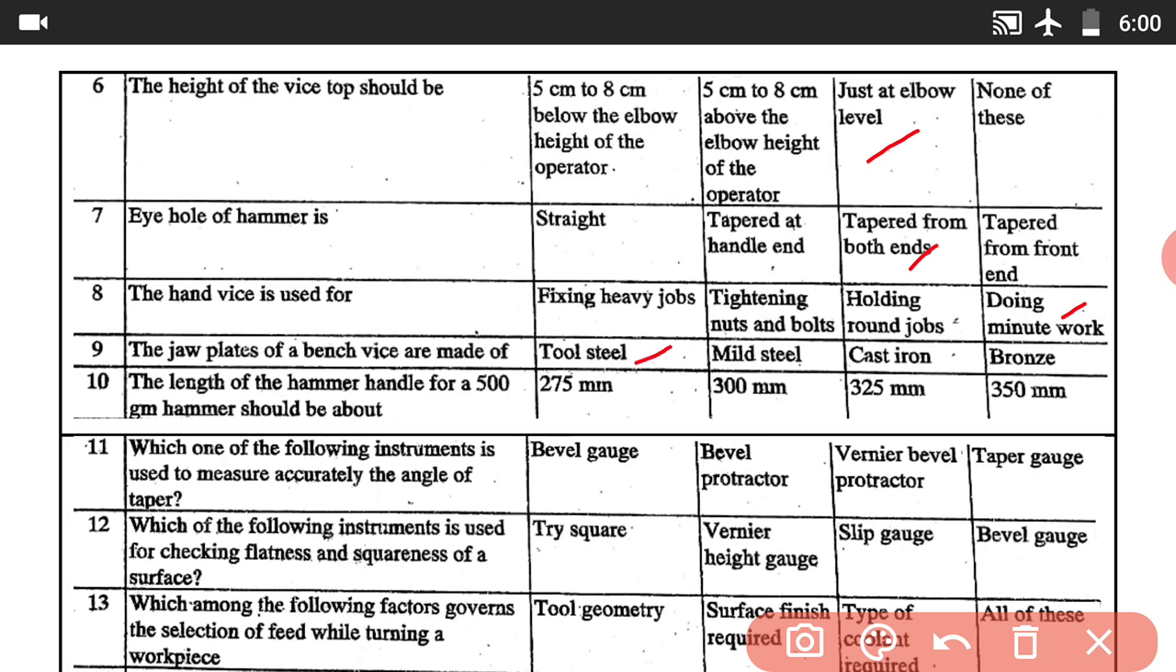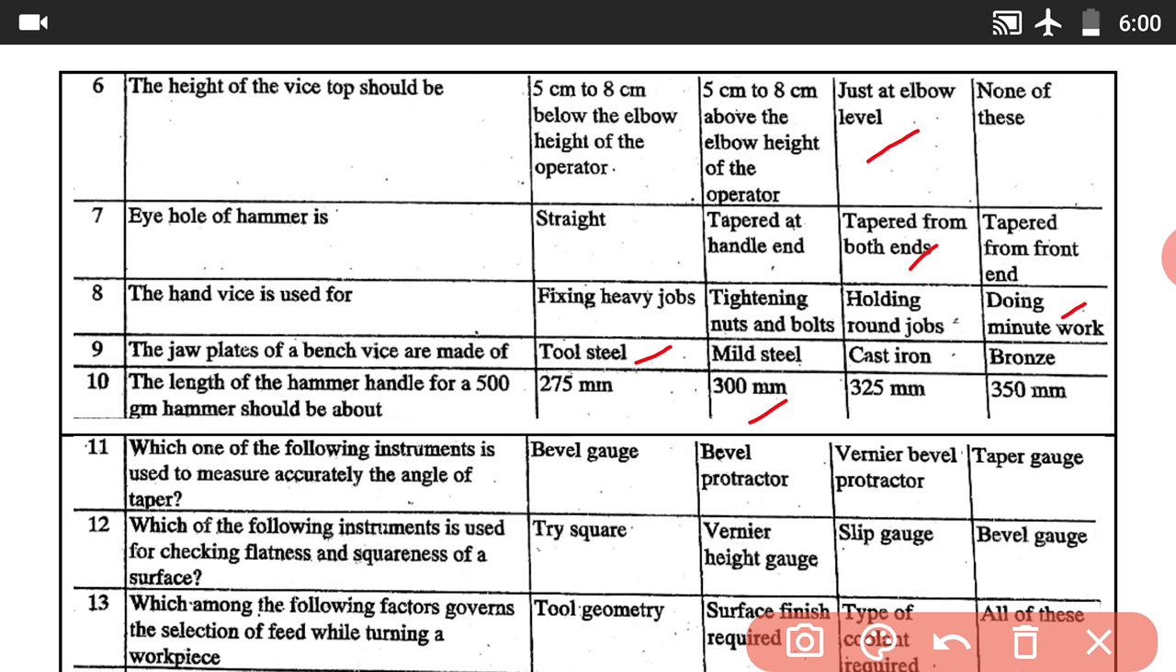Question number 10. The length of the hammer handle for a 500 gram hammer should be about dash. This question answer 300 mm. Option B.